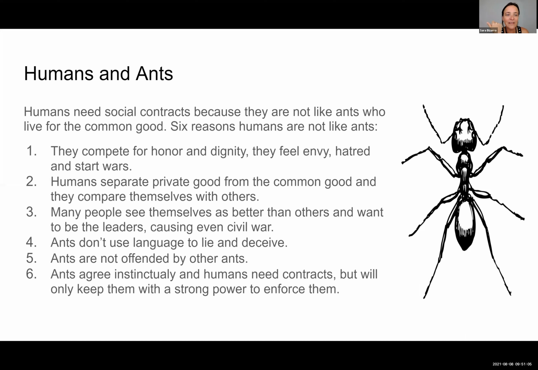So the first reason is that humans compete for honor and dignity, and they feel envy, hatred, and they start wars. Ants don't do that. Second reason, humans separate private good from the common good, and they compare themselves with others. And this is really important, and is the reason why he thinks that humans need contracts. Their private good is not necessarily the common good, and the common good is not necessarily the private good. So they don't really see those two things as the same, like ants do. They instinctually just work together for the common good.